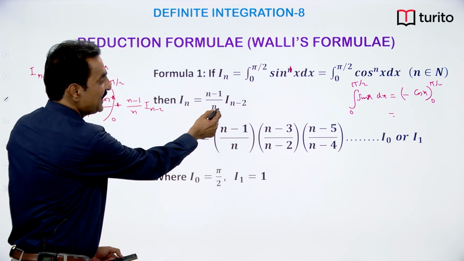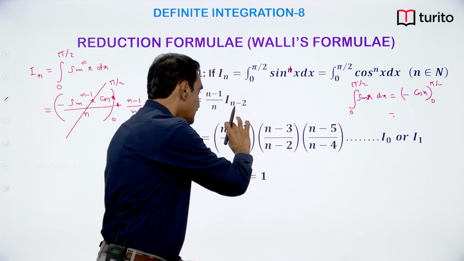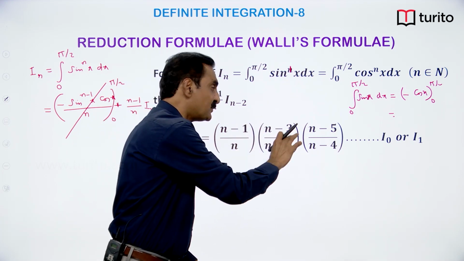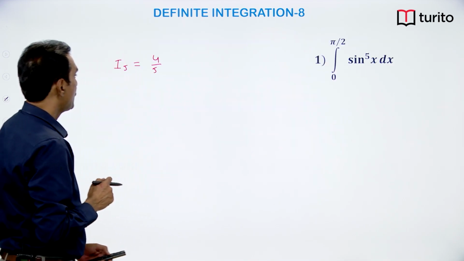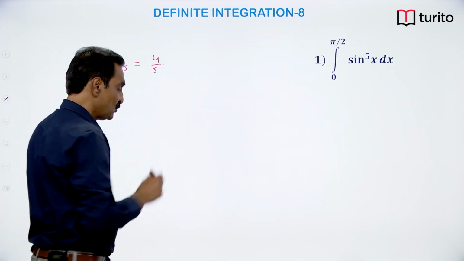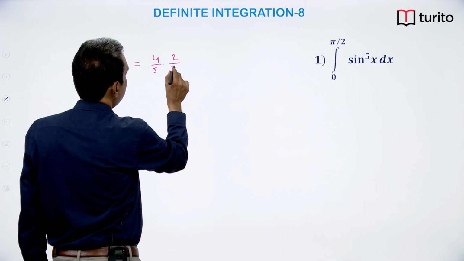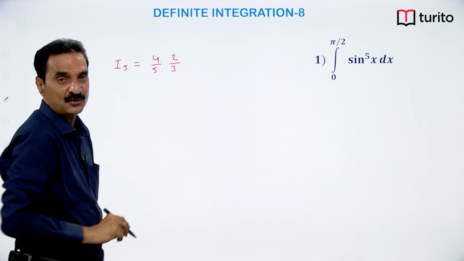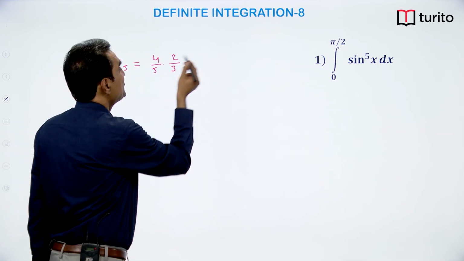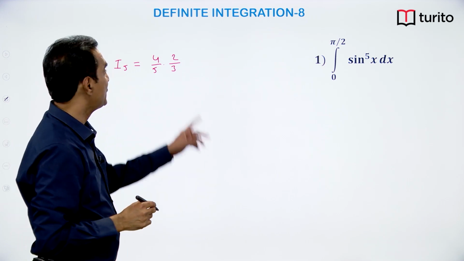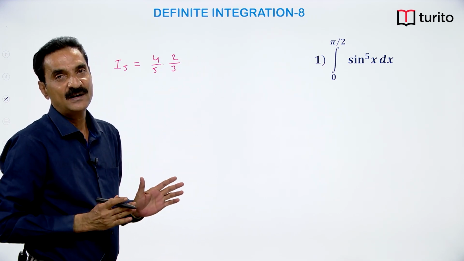See, n minus 1 by n into I n minus 2. Now after writing I n minus 1 by n, go on subtracting 2 from numerator, 2 from denominator as far as possible. Then subtracting 2 from numerator, you will get 2 by 3 if you subtract 2 from numerator and 2 from denominator. Again if you subtract 2 from numerator and 2 from denominator, numerator is becoming 0. So you cannot subtract.